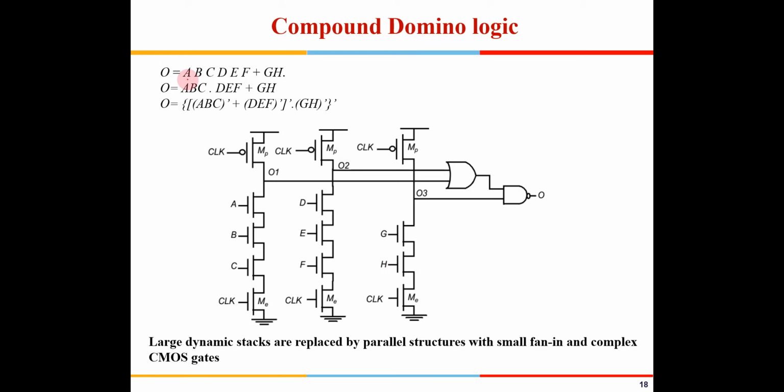Here if you see, this is the function, right? Now if you try to implement this function, you will find this will require a huge stack of transistors, around 5 of them on top of one another, and then you will have one evaluation transistor and one pre-charge transistor also. So that will make the total height of the circuit 7 transistors, right? No, 6. It will make it 8.